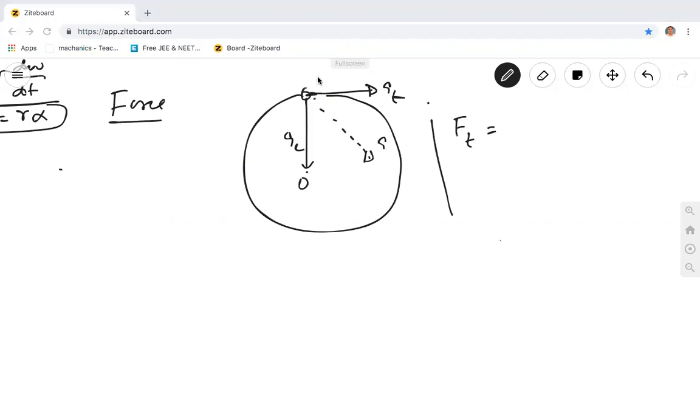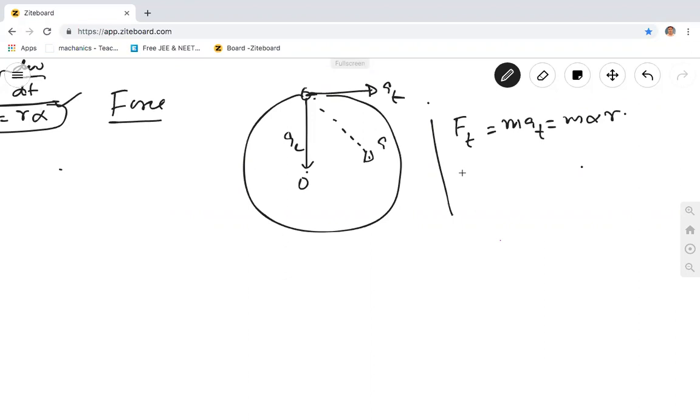m dv by dt. Can anybody tell me what is tangential force? M AT. Is that right? Mass into tangential acceleration. And if you substitute for AT, that is r alpha, as we have just found.